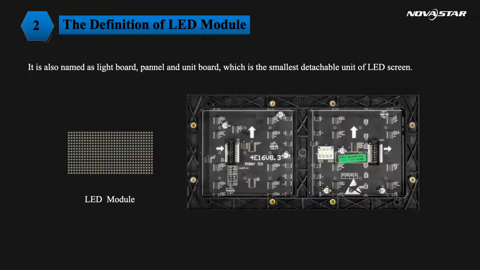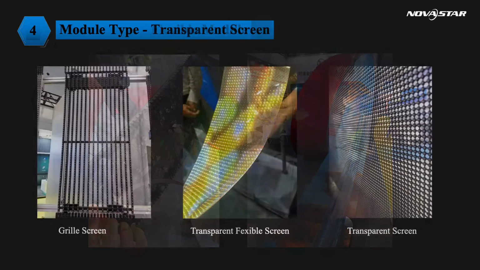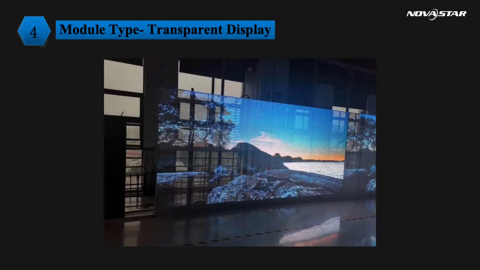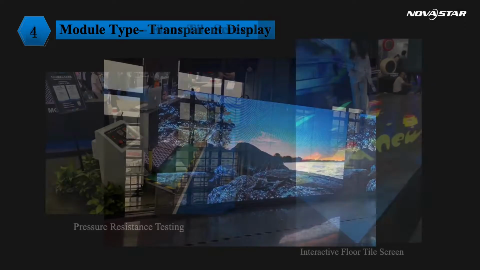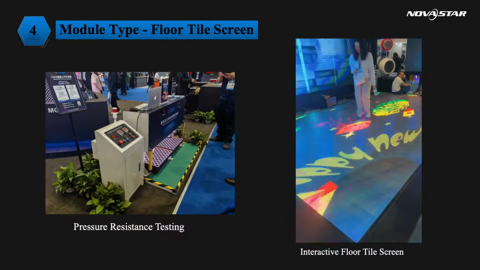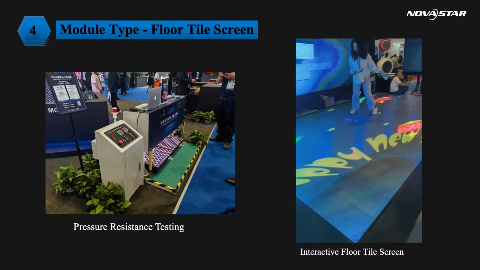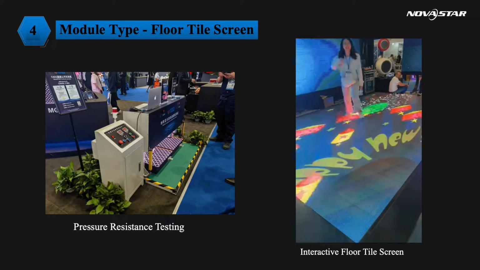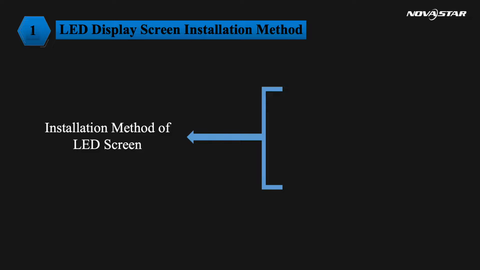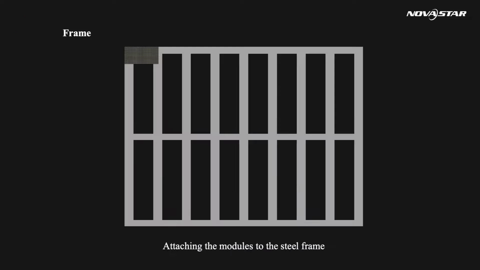In terms of the module type, the industry has normal, flexible, and transparent modules. Different shapes of module can be used in irregular screens, floor tiles, etc. Here are some examples. Well, let's have a look at the display installation methods. Basically, we have two ways, module mounted and cabinet mounted.